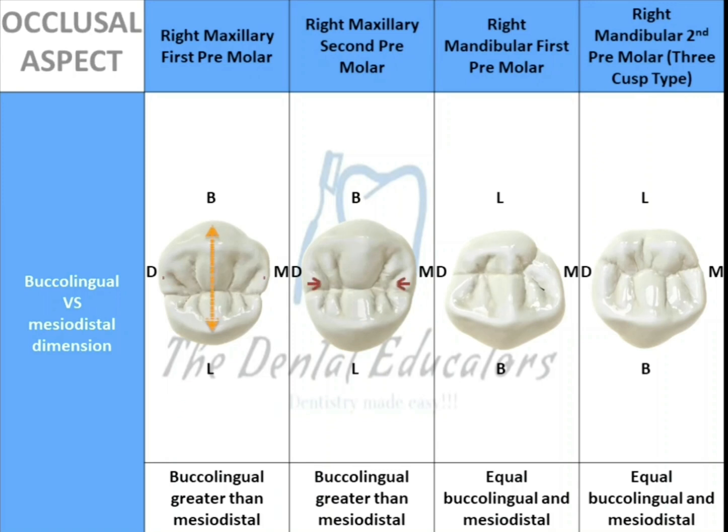In the case of the mandibular first premolar, it can be observed that the bucco-lingual and the mesio-distal dimensions are equal in length. Similar to mandibular first premolars, three-cusped mandibular second premolars also have a tendency of equal bucco-lingual and mesio-distal dimensions, as can be observed in the image below.